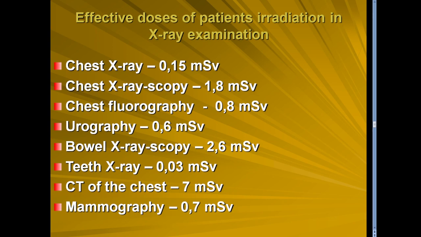Knee X-ray low level 0.03, CT of the chest 7 millisievert, mammography 0.7 millisievert. We can see CT, computer tomography, gives very high level of irradiation.